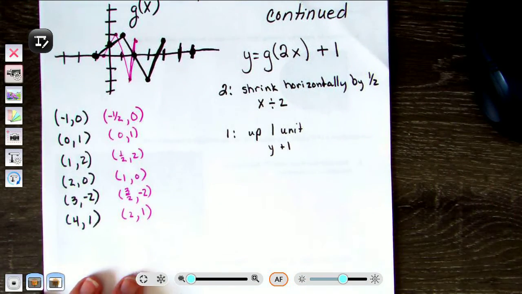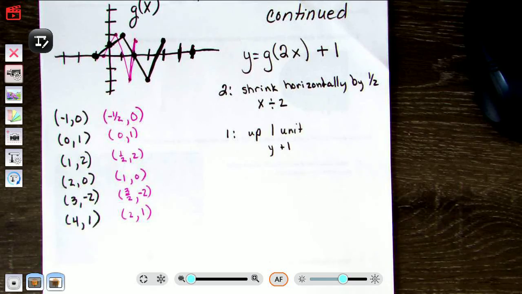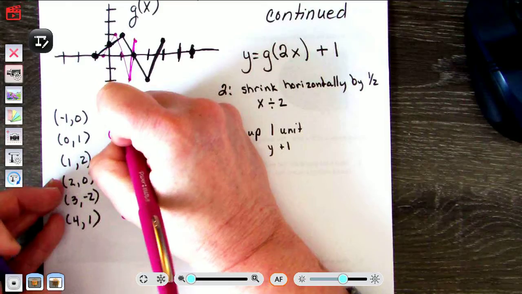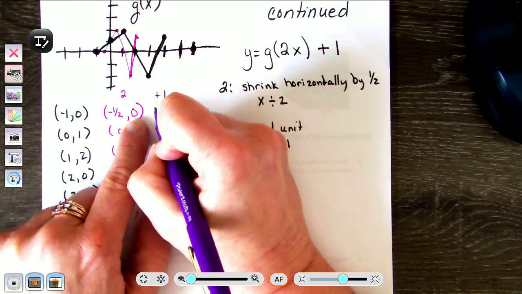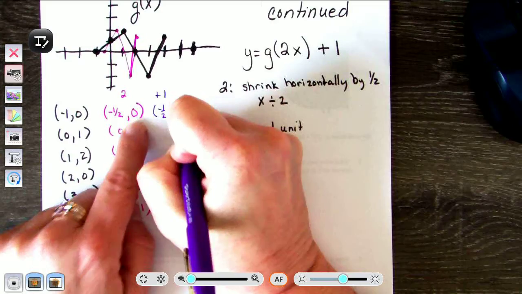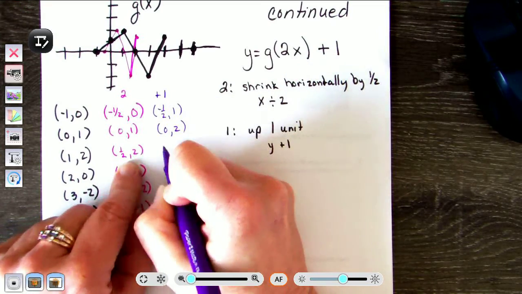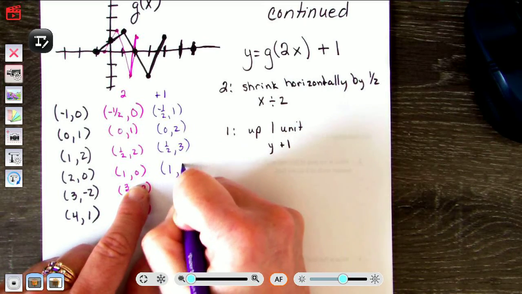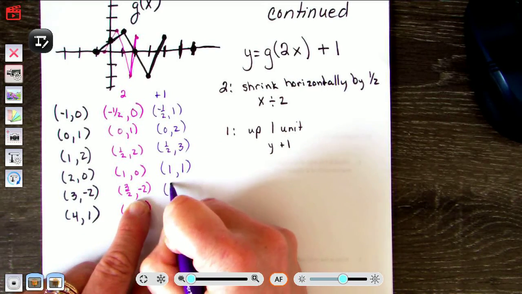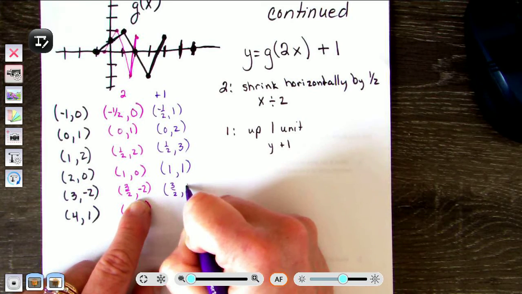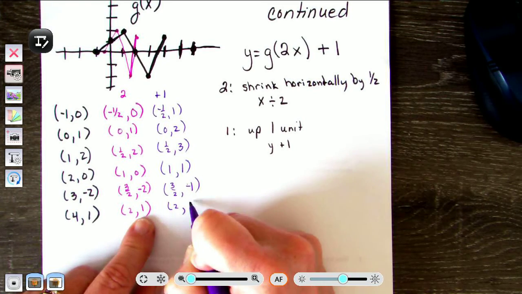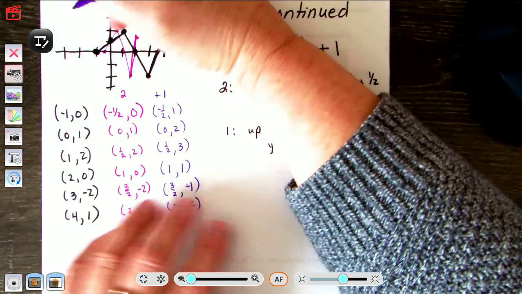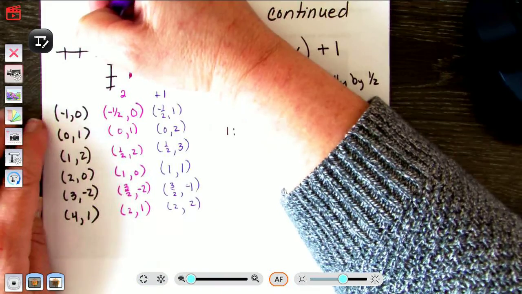And the next thing we want to do is add that 1. So we're going to shift it up 1 unit. So we're going to be taking care of that up 1. So that's going to take my y's and go up 1. My y values, and I'm going to go up 1. Up 1. Up 1. And I will put that here as well, so we can get our final answer here.